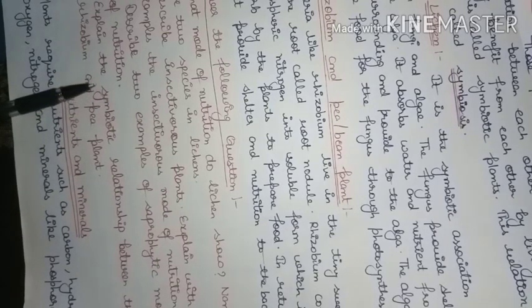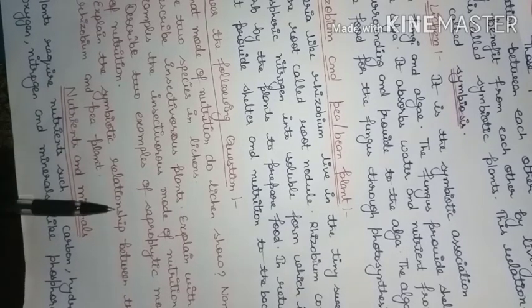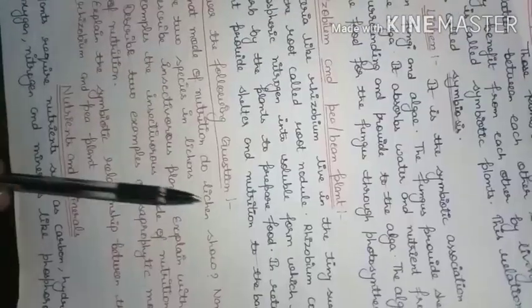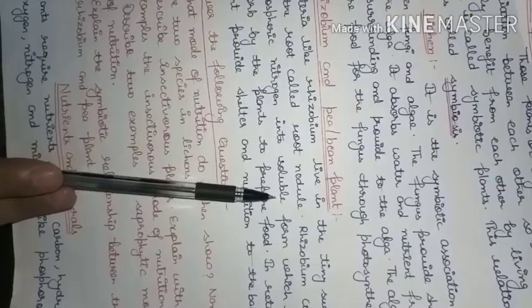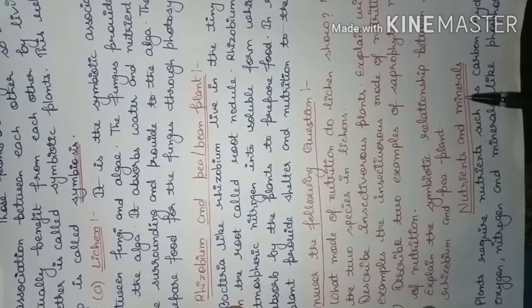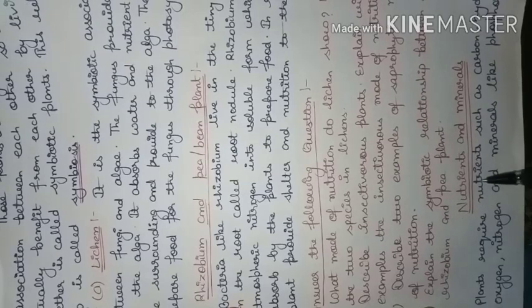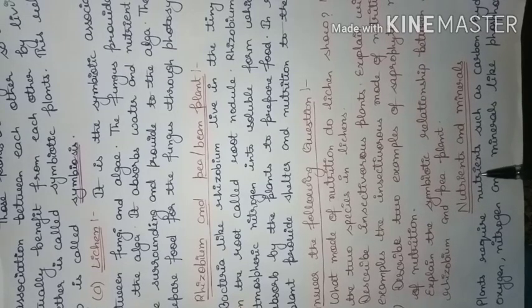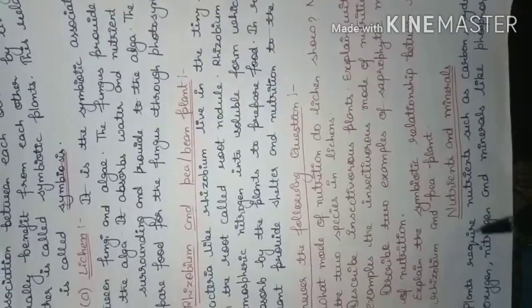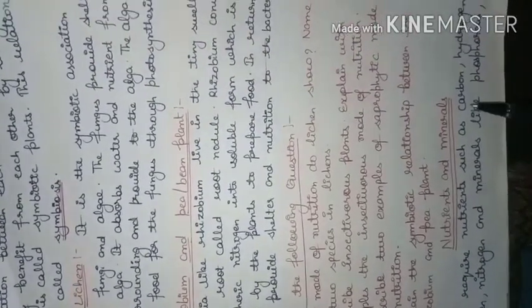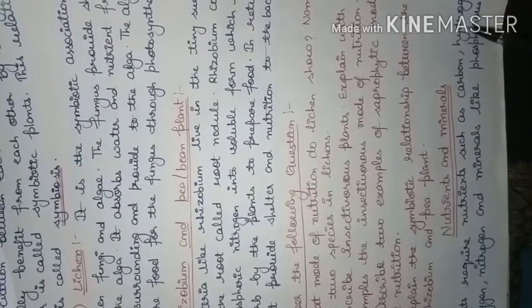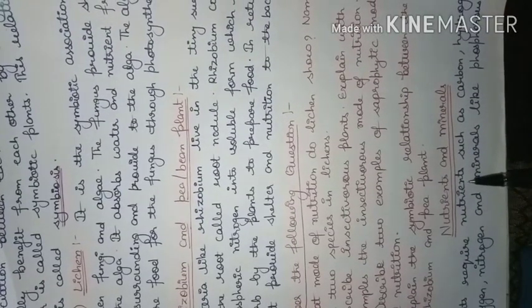Now next question is, explain the symbiotic relationship between the rhizobium and the pea plant, which we have already studied. Now next topic is nutrients and minerals. Plants require different nutrients and different minerals. So what are these? Let us study. Plants require nutrients like carbon, hydrogen, oxygen, nitrogen. These are the four nutrients mainly required by the plant.